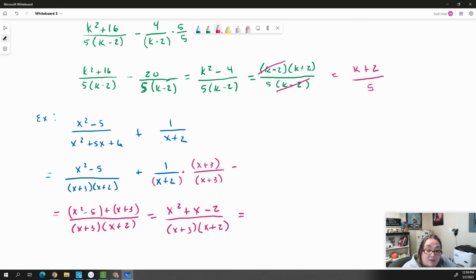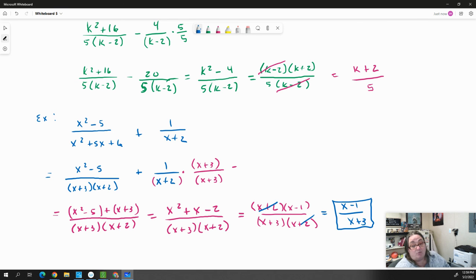So our last bit would be to break this down into factors if we can. Factors of 2 that are going to give us, that'd be x plus 2 times x minus 1 over x plus 3, x plus 2. So we just factored it out. And then all we have to do is simplify. So we're going to reduce and reduce, and we would be left with x minus 1 over x plus 3. And that would be our final answer. That will be about as complicated as a problem as you're going to get.